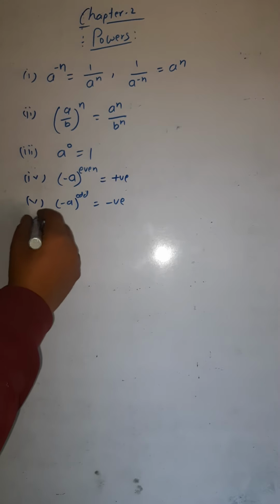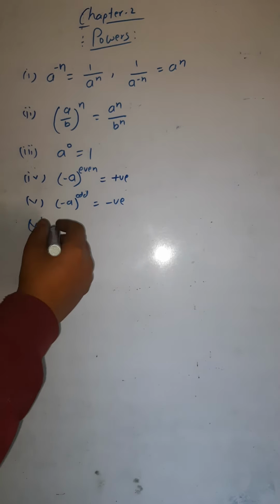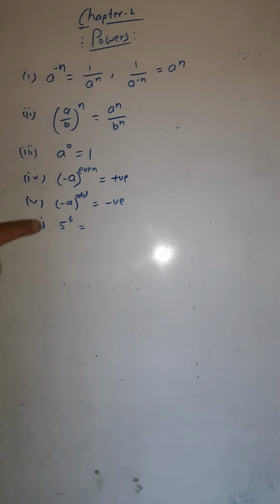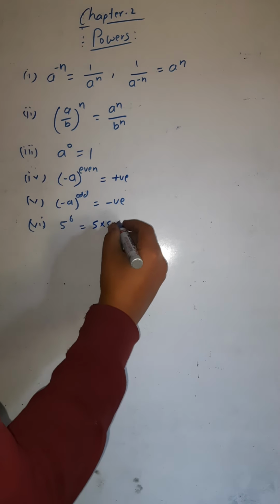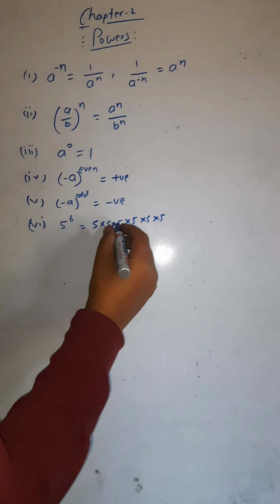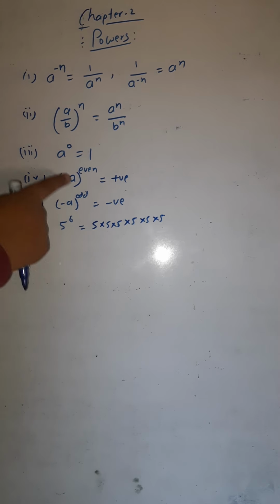Sixth one. Suppose I have written a number like this, 5 raised to the power 6. What does this mean? It means we have to multiply 5 six times. That is why it has been written as 5 raised to the power 6. So 5 raised to the power 6 can be written as 5 multiply 5 multiply 5 multiply 5 multiply 5 multiply 5. 1, 2, 3, 4, 5, 6. Six times. So you would multiply this 5 six times. It means 5 raised to the power 6.